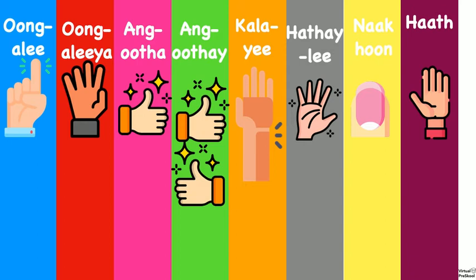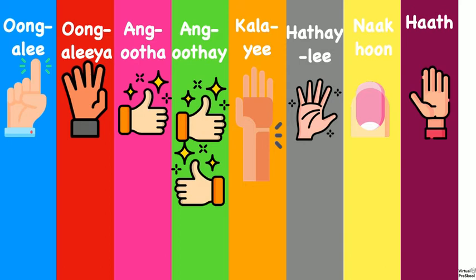What about our thumb? Thumb is angutha. Angutha is thumb, and thumbs, more than one thumb, are anguthe. Anguthe. And that's a tricky H word. So listen, angutha and anguthe.